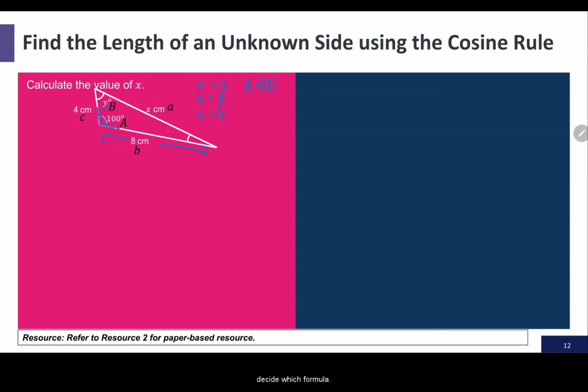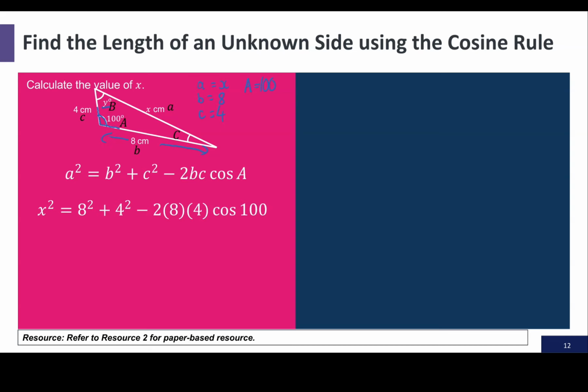Next thing I need to do is decide which formula. As we're finding a side, it's that one. And my next step is just a substitution. So I've swapped A for x, B for 8, C for 4, and that bit there has the substitution as well. My next line is to type all of this into my calculator and press equals. And the final step is then to square root that answer. So x is 9.55 centimetres.